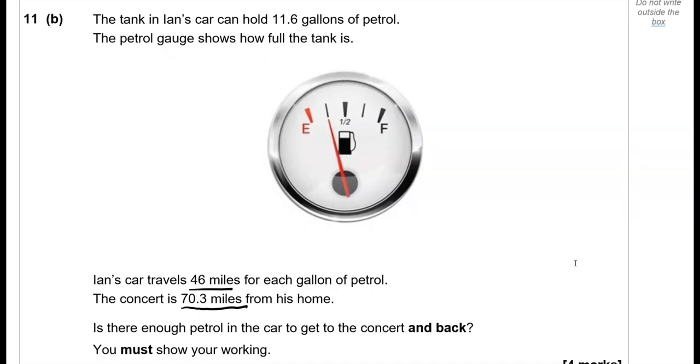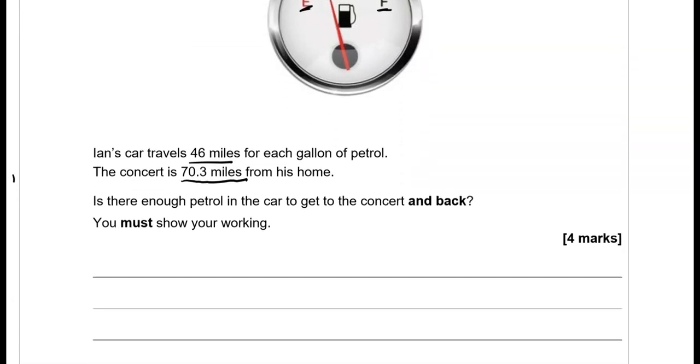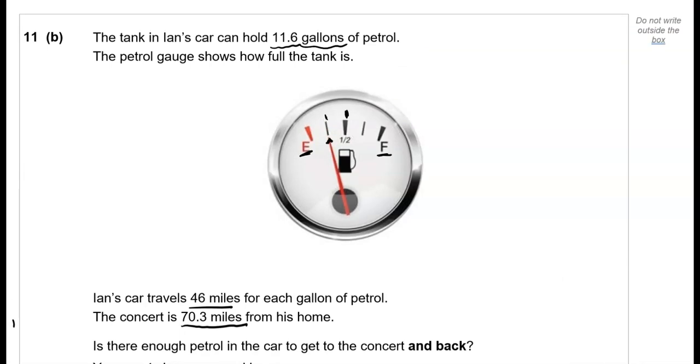So this is about quarter full. So there is empty and there is full. This is halfway through. This is a quarter full. So if the tank can hold 11.6, then we're going to divide it by 4 to work out how much petrol is left. So that is 2.9. 2.9 gallons.